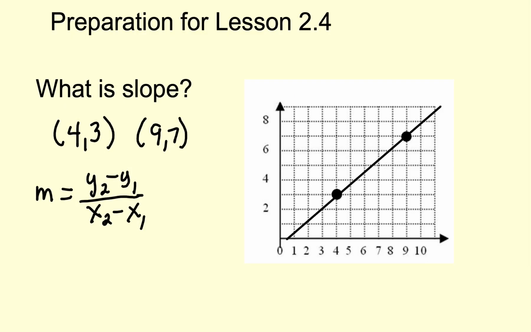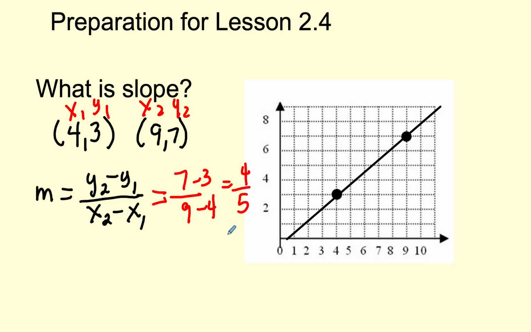Let's take a look at some algebra in preparation for lesson 2.4. The first one is, what is slope? Slope is really the tilt of the line, how it's tilting. And we do have a formula to help us figure out that tilt of the line. So I'm going to call this x1, y1, x2, y2. So we're going to subtract the two y's, 7 take away 3, all over 9 take away 4. And so this answer is 4 over 5. So this has a slope of 4 over 5.